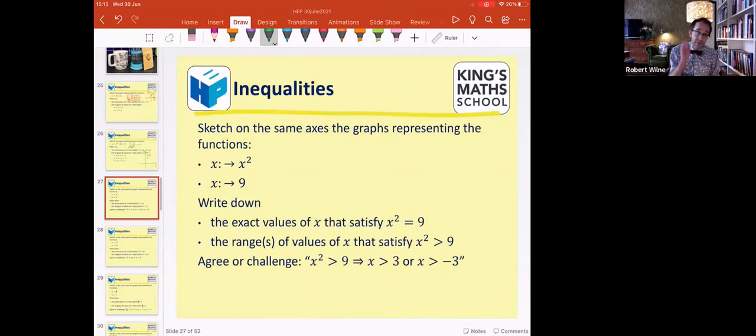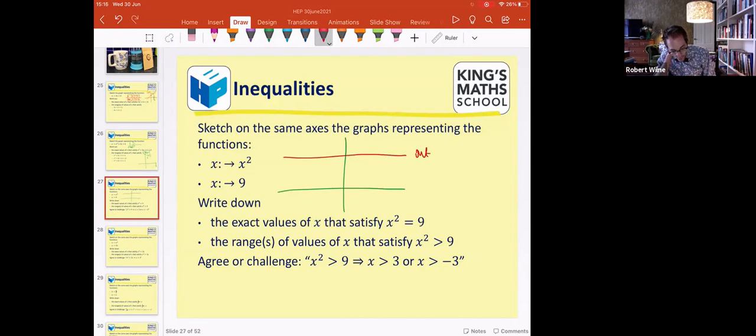So something like this, and you might even want to do this first. Actually, this is a bit more straightforward, perhaps. So we've got two functions that we know. We've got the function y equals 9, so the output is always 9, and we've got the function y equals x squared, so the output is always the square of the input. So where do we get the exact solution? Well, obviously there and there, 3 and -3.